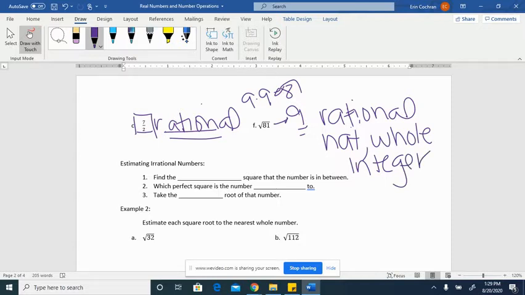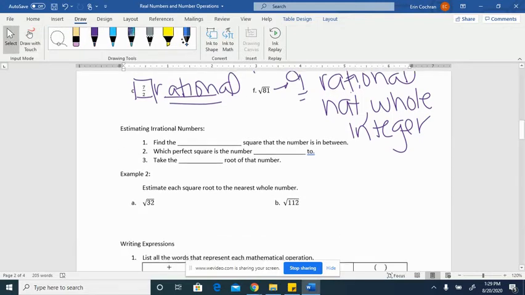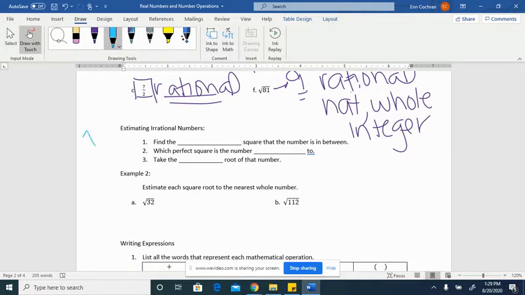All right. If you have any questions about classifying real numbers, please let me know. Okay. Now what we're going to do is estimate that irrational number. Like the square root of 81, we could take the square root of that. So that's pretty easy. Now estimating, like the square root of 5, I can't take the square root of 5 because there's no two numbers the same that multiply to 5.